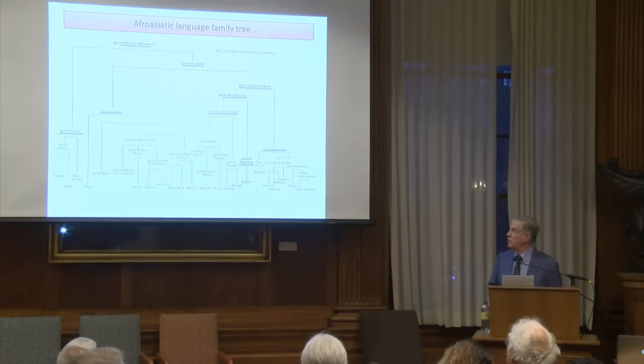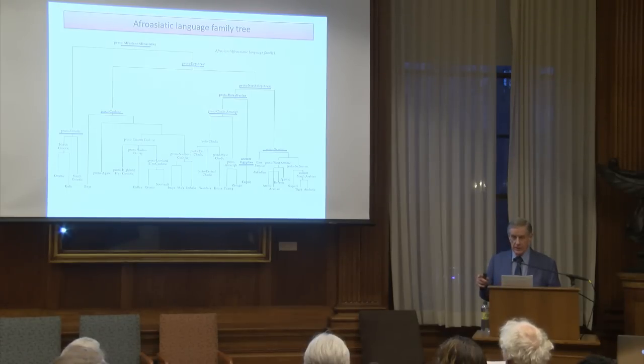And here I've underlined a few key groups so that you'll be able to identify them when we get to them. The tracking of this history begins with the first two divergences of the family. Initially, the Proto-Afroasiatic language diverged into two daughter languages. Each daughter language was ancestral to one of the two primary branches of the family. You can see we have two primary branches way up at the top of the tree.